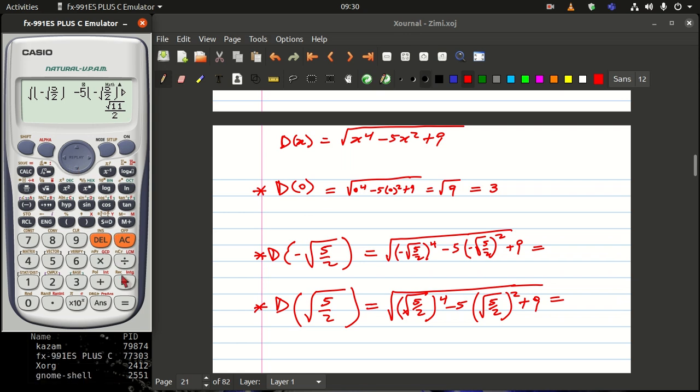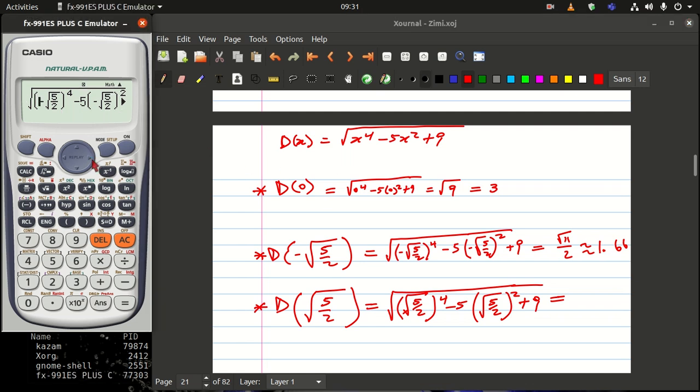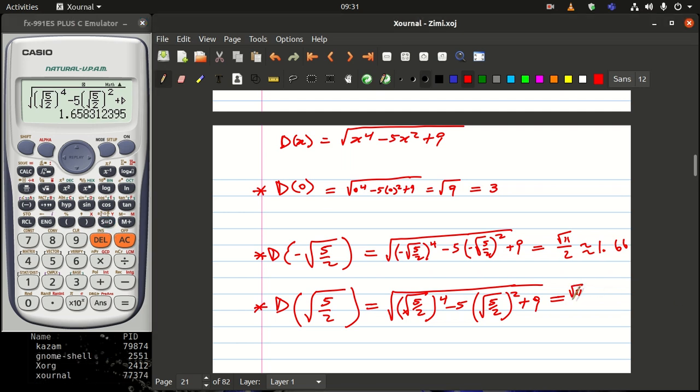Is that even possible? Let me just assume it is possible, 11 over 2, which is approximately 1.66. So that is the distance. And then the second one here is supposed to be the same. Like I said, it's not going to change that much, because that 4 is going to take the negative out because it's a square. I think the answer is still going to be the same. This one is also going to be the square root of 11 over 2, which is approximately 1.66.